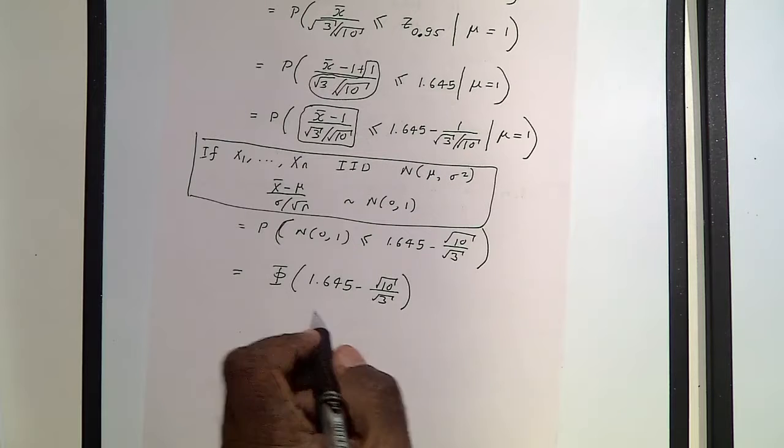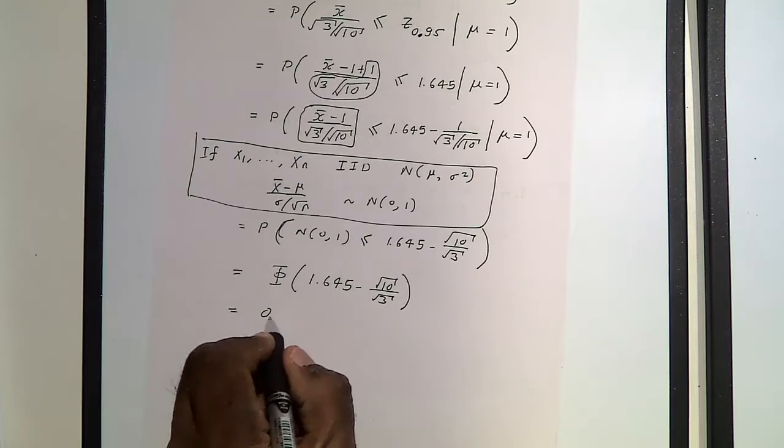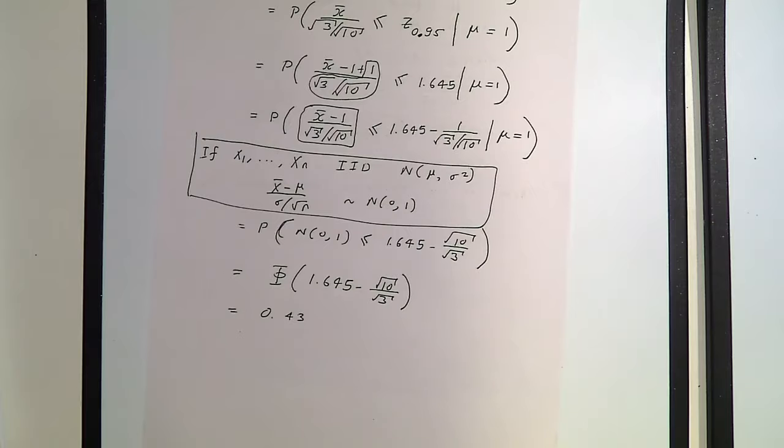If you work this out, you will get 0.43. So that's the answer with mu equal to 1. You can do the same thing with mu equal to 1.5. I'm not going to do it, but the process is similar. Now let's go to part 3.